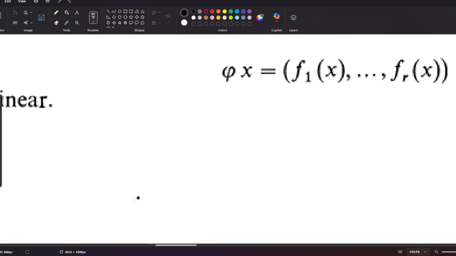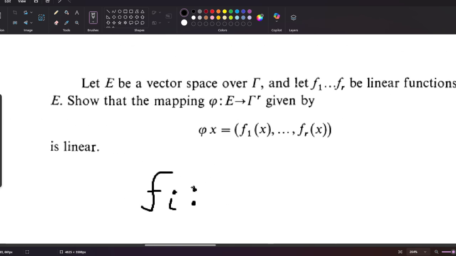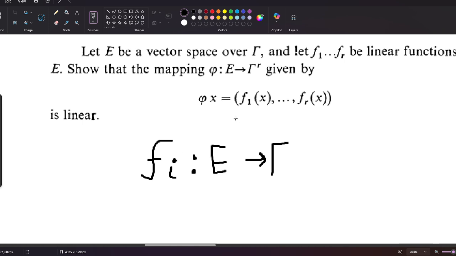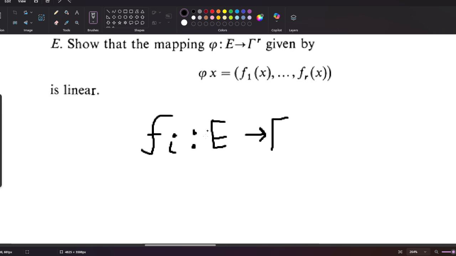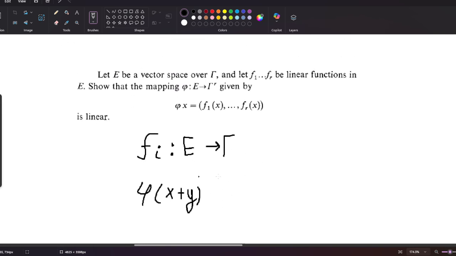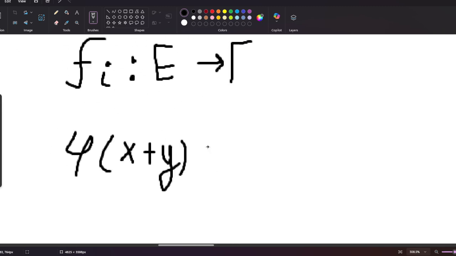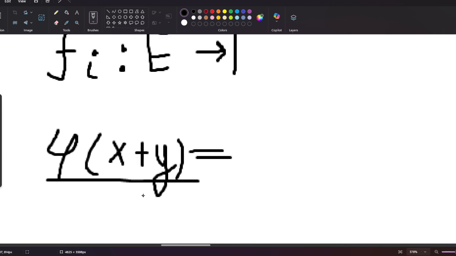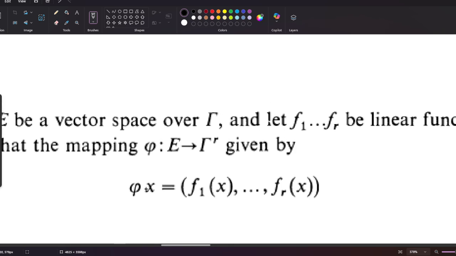Okay, so let's begin by just noting down that any phi_i is a mapping from E to gamma, for convenience's sake. Now the addition and other arithmetic for tuples is defined fairly easily, so I think we won't have much trouble. Let's begin with the first property for linear mappings. We have to show that it's going to be phi of x plus phi of y.